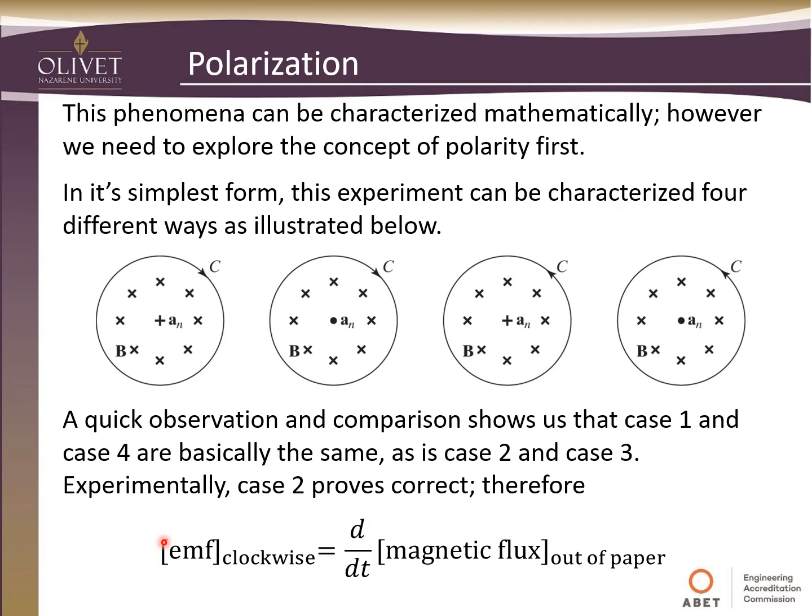And so what we conclude from that is the EMF, electromotive force, which is basically a voltage, is generated, and we consider it going clockwise around the loop. That would be equal to the change in time of magnetic flux out of the paper. Okay, so this is how that's defined in terms of that convention.